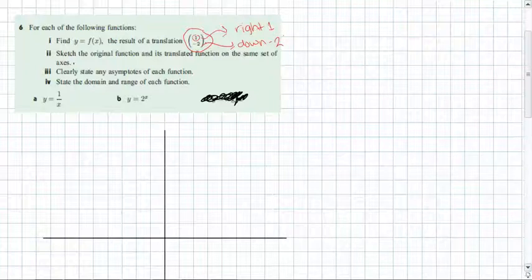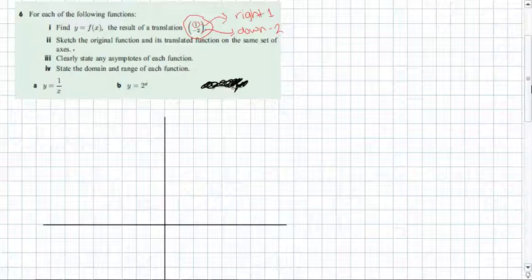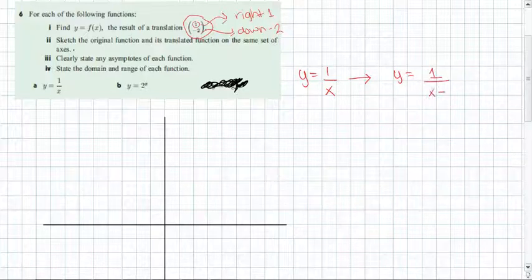Okay. So we are asked to come up with an equation to represent this shift. So y equals 1 over x is the original function, and we want to rewrite it to make the graph shift 1 to the right and 2 down. So it's going to be y equals 1 over x minus 1, minus 2.